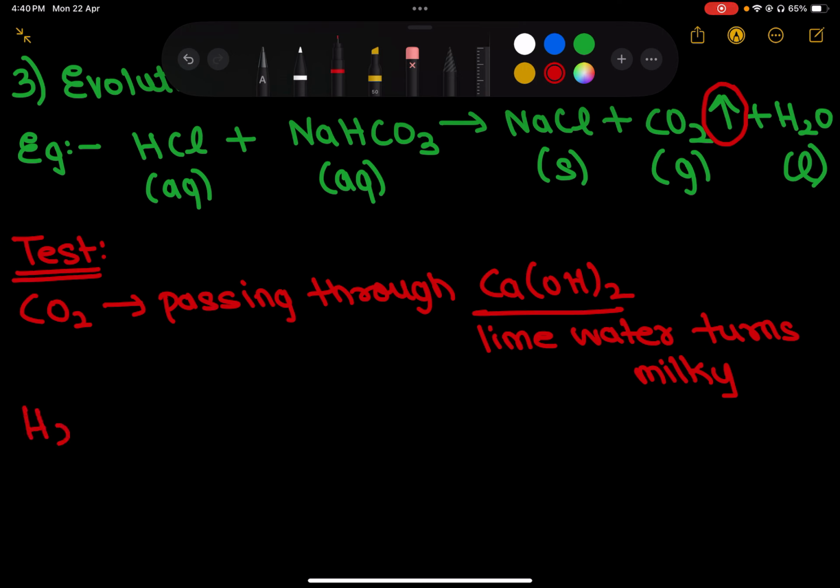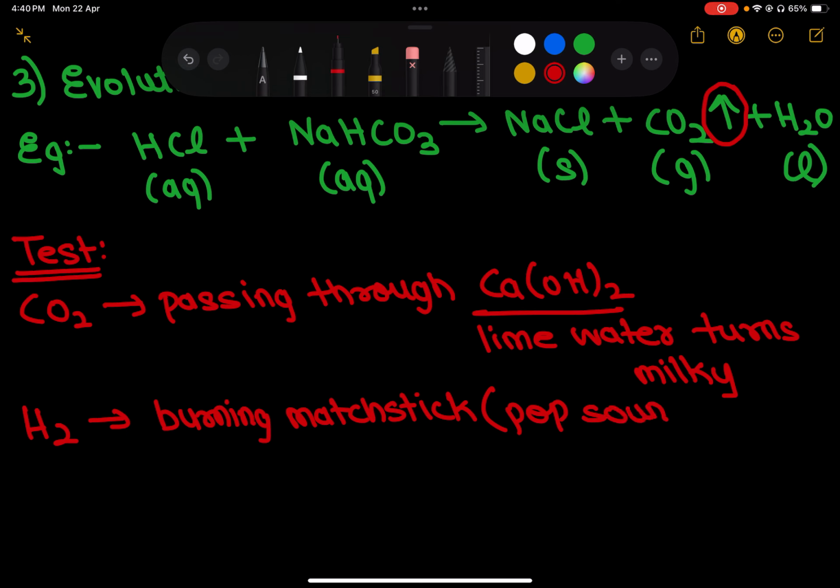And the second test, which is for H2, that is hydrogen, is a burning matchstick. You have to hold a burning matchstick close enough so that the hydrogen can pass over it, and you will see that the matchstick burns with a pop sound. It's a very funny sound, but that is how you detect the presence of H2 gas. These are very characteristic tests for both of the gases, as they are both odorless and colorless, so you cannot detect them in any other way other than doing some chemical reaction.